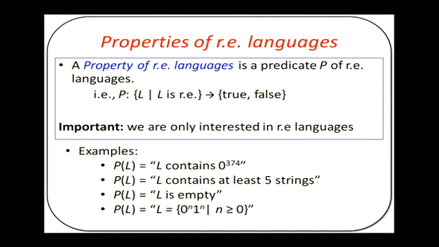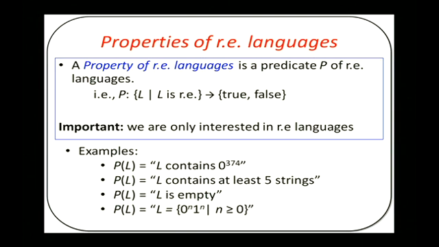A property of RE languages is simply a subset of the RE languages. Another way of saying this: suppose I ask, is this language finite? What is the answer, yes or no? A property is like when you say this person is tall. We are taking all the people and classifying them into those who are tall and those who are not tall.